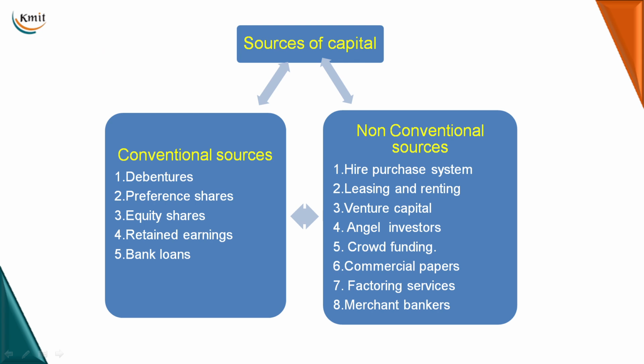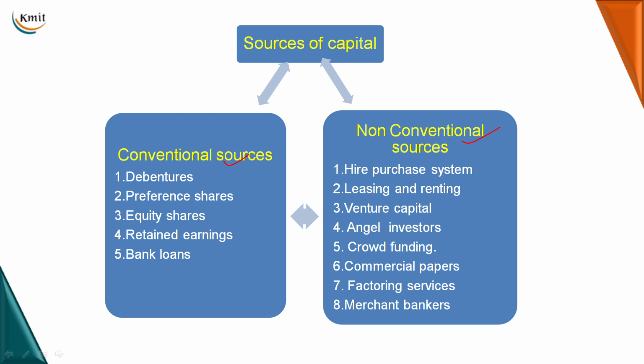Now, when we are talking about capital, as we know, one single person cannot meet the requirement of investing the capital in his business. So they need to identify the sources from where they can raise the capital for the smooth and efficient running of the business. So the sources of capital are basically divided into two categories. One is conventional sources and the other is non-conventional sources.